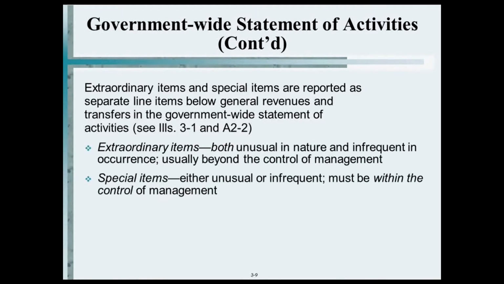Let's take a look at what extraordinary items and special items are. This is interesting. For those of you who read the book, what's an extraordinary item which might show up on a statement of activities? What could it be? Volcano cleanup. Well, you know what it could be? It's something that is a result mostly of a natural disaster, because it's not within our control.